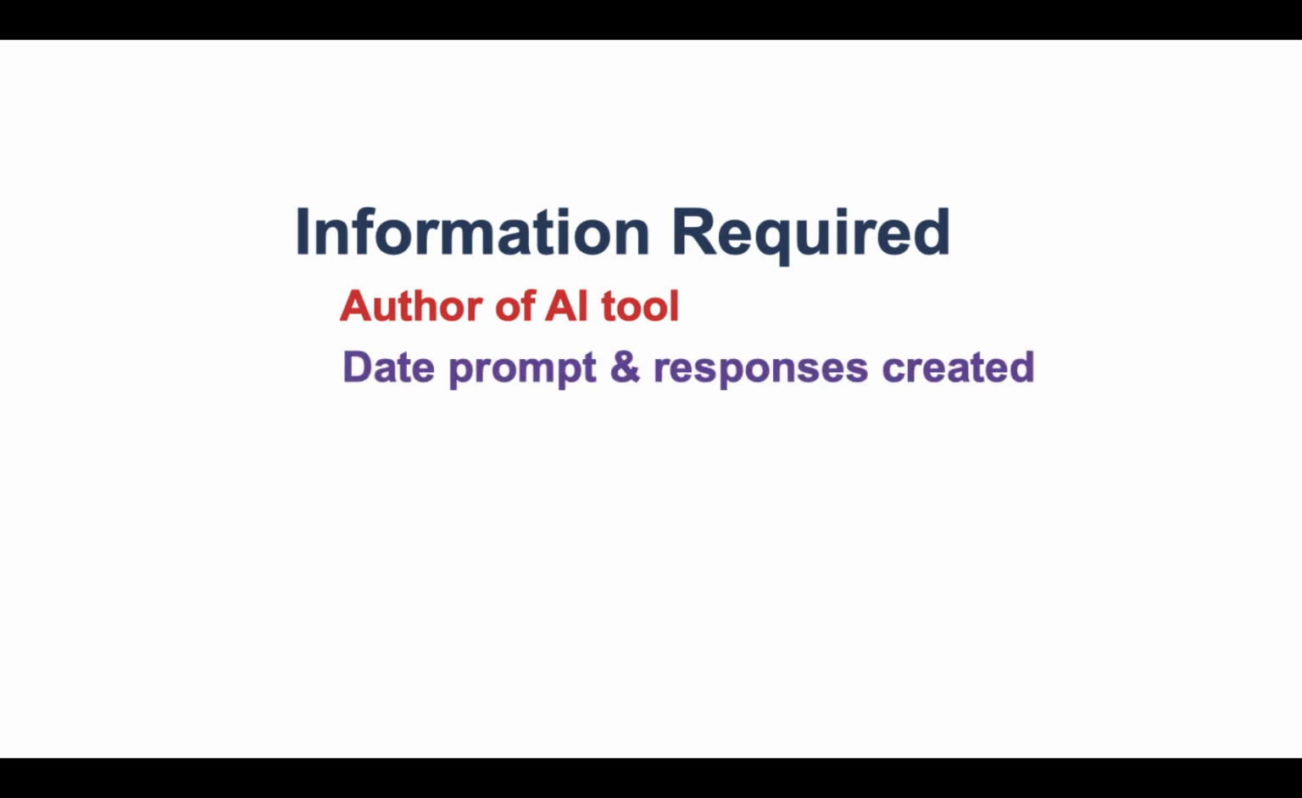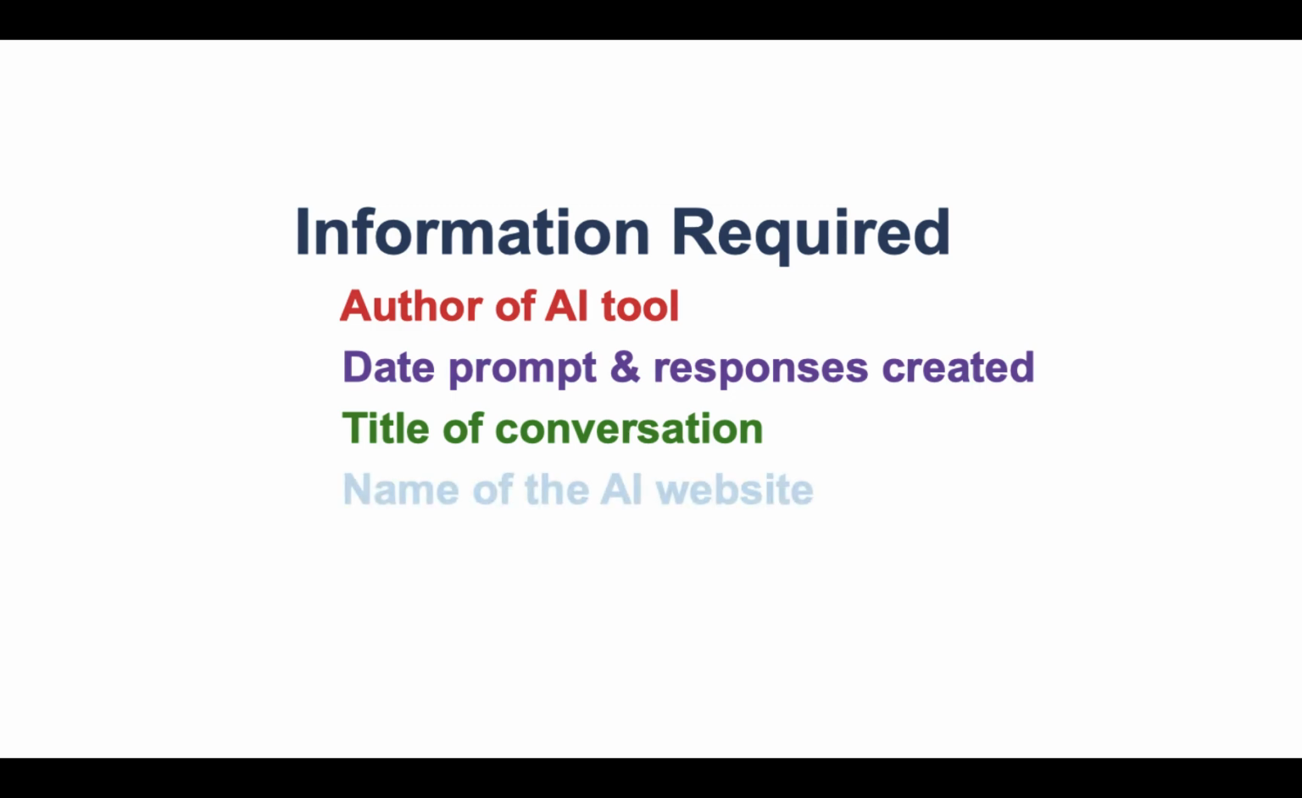To cite the text output from a generative AI tool that provides a stable link for the prompt and response, you will need the author of the AI tool, that is, the software company that created it, the date the prompt and responses were created, if visible on the page, the title of the conversation that appears at the top of the web page, the name of the website of the AI tool being used, and the URL that links directly to the conversation.